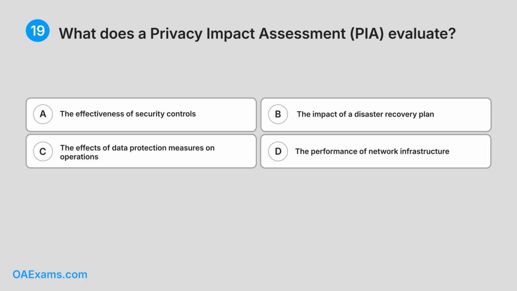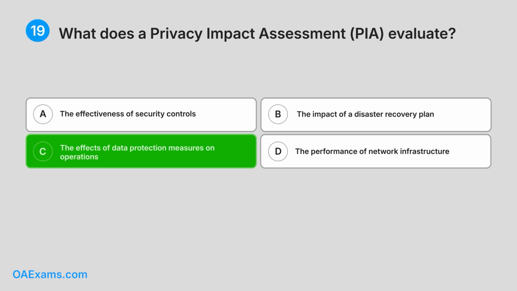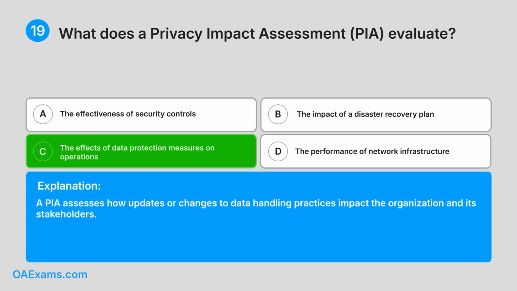Correct answer. C. The effects of data protection measures on operations. Explanation. A PIA assesses how updates or changes to data and data handling practices impact the organization and its stakeholders.